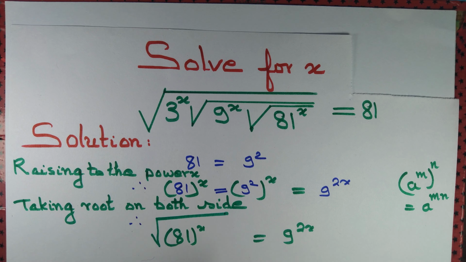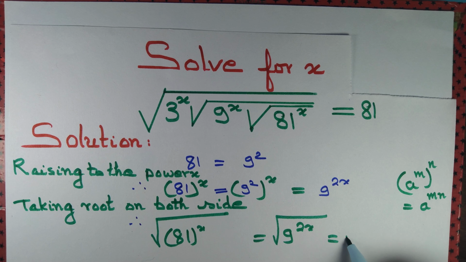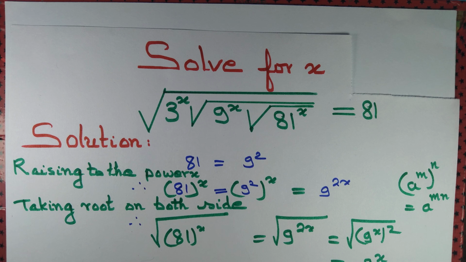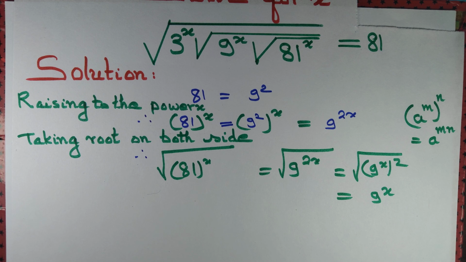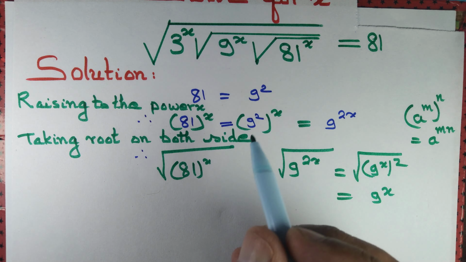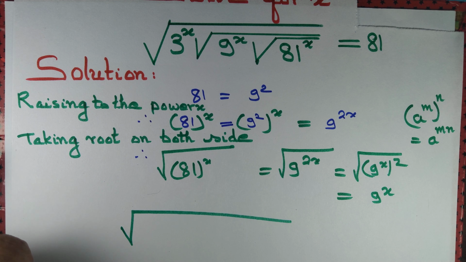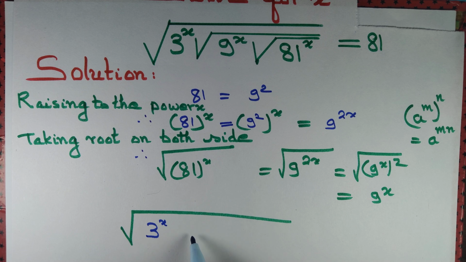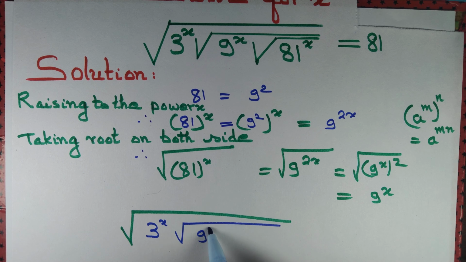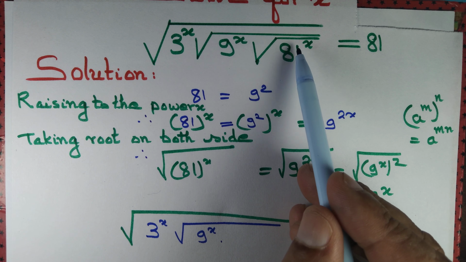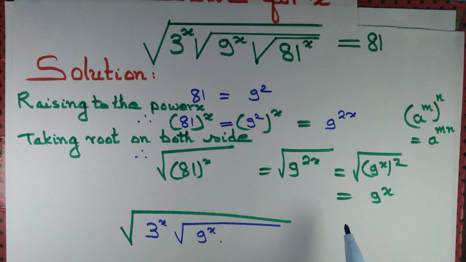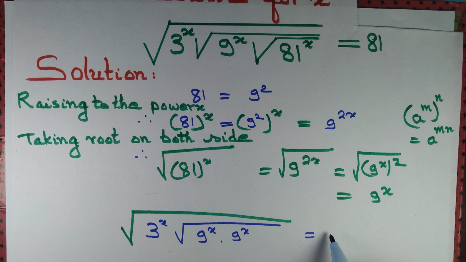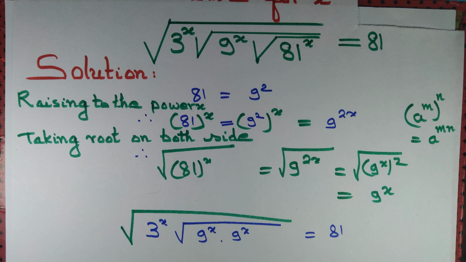If we take the square root of both sides, then we obtain square root of 9 to the power x whole squared, and that's just 9 to the power x. Root and square get cancelled. Now we can write the given equality: square root of 3 to the power x we copy as it is, 9 to the power x we copy as it is, but square root of 81 to the power x, as we have seen, is just equal to 9 to the power x, equal to 81 as it is, we copy as it is.